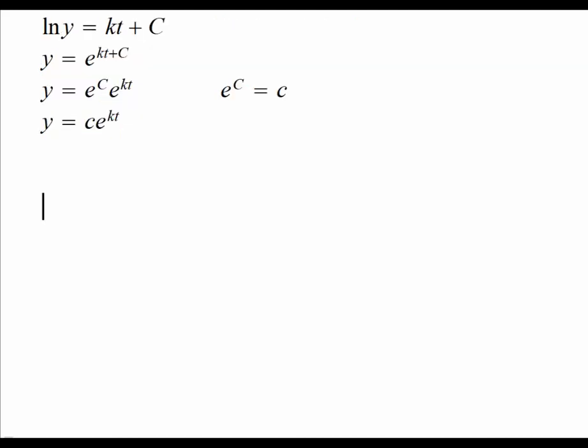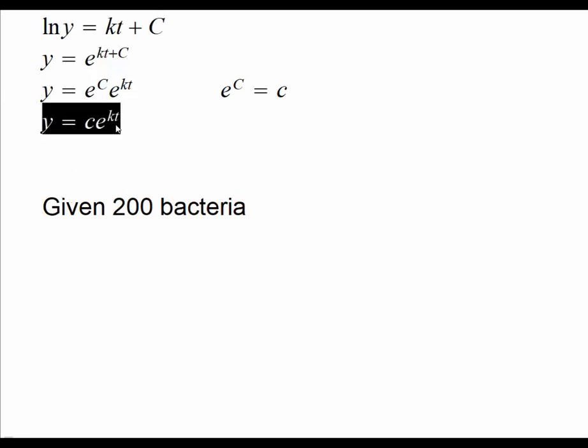So as a specific example, say it's given that 200 bacteria are introduced in a culture, and the growth of the bacteria follows this exponential growth model. Now we have to determine the value of C.